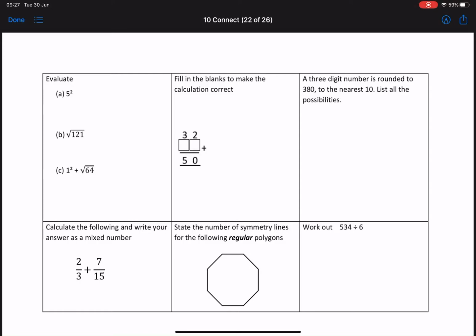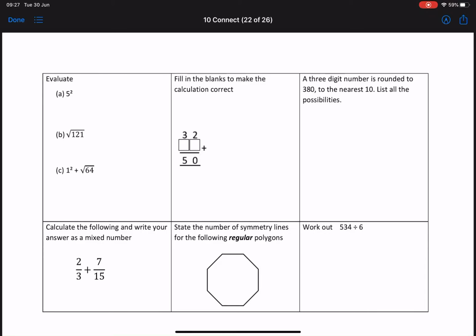I can't believe that this time next week you will be in your maths assessment, and I cannot wait to see how you guys get on with that. We need to make sure we're putting ourselves in the best position possible to be successful in that assessment. So let's go through this Connect grid today as part of our revision.